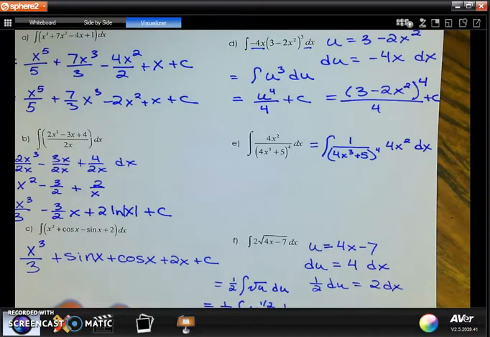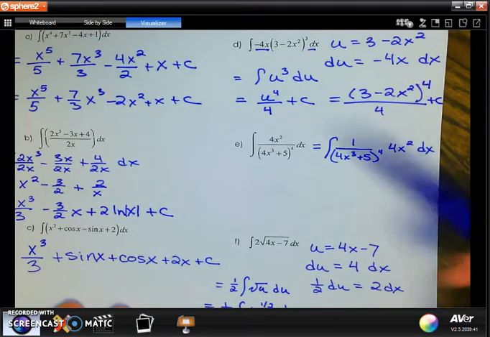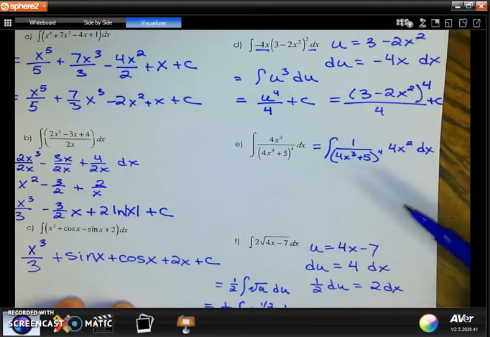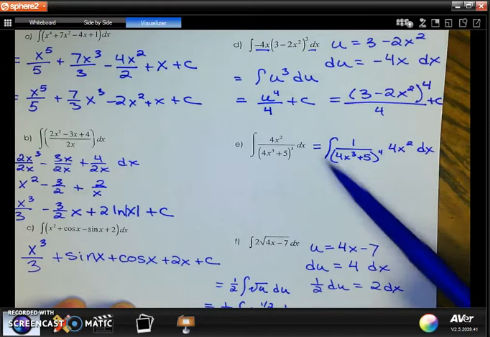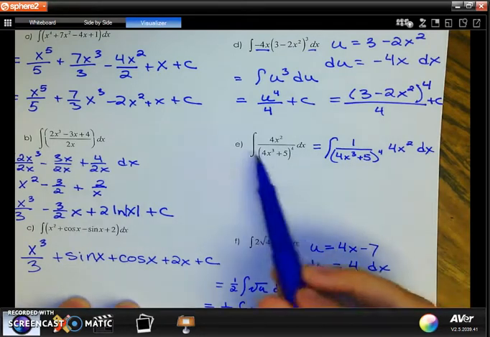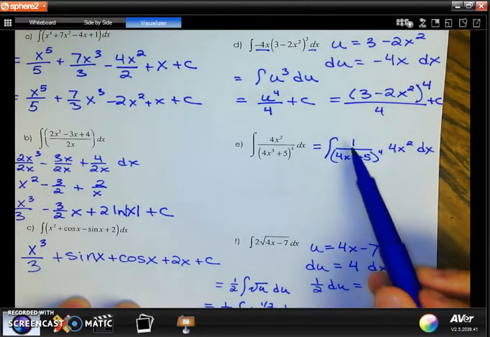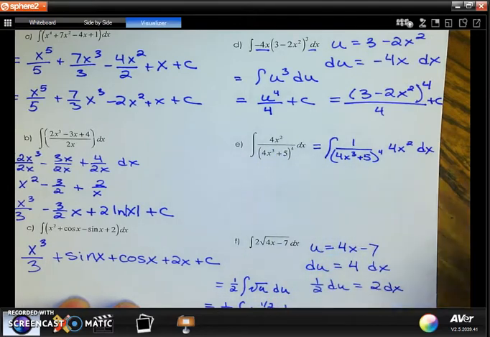Okay, so this is part 2 of the Unit 4 review. So I was going to walk through letter E here. For letter E, you're going to want to use u substitution, but what I did first is rewrite it. I didn't take the integral, so notice the integrand's still there. I wrote it as 1 over this, and then I just moved that out to the side.